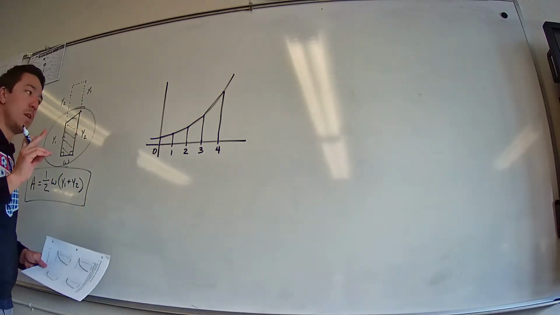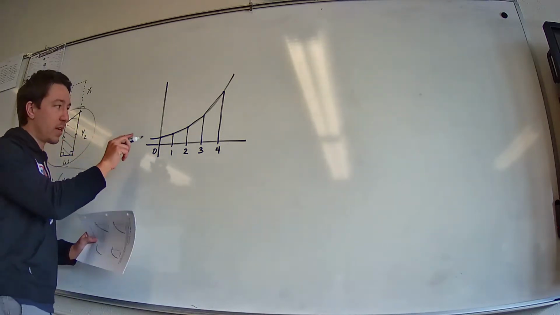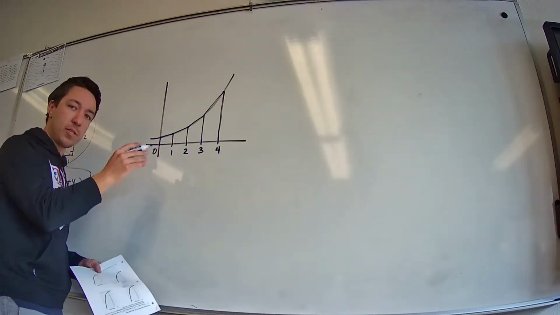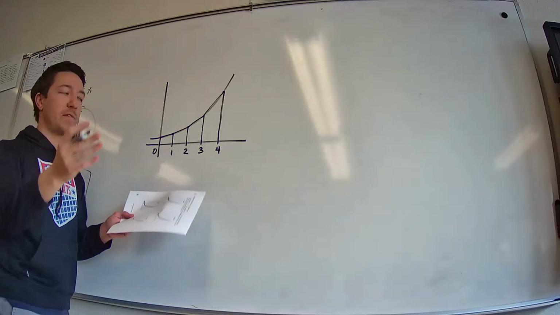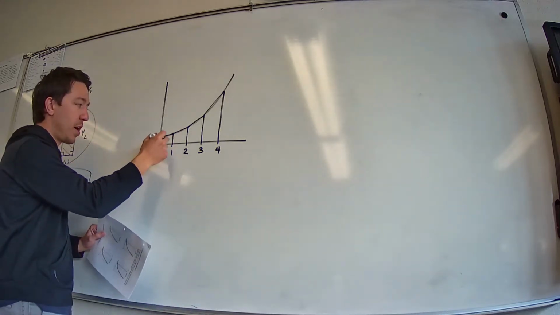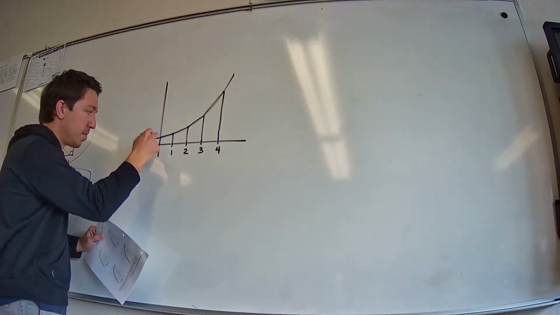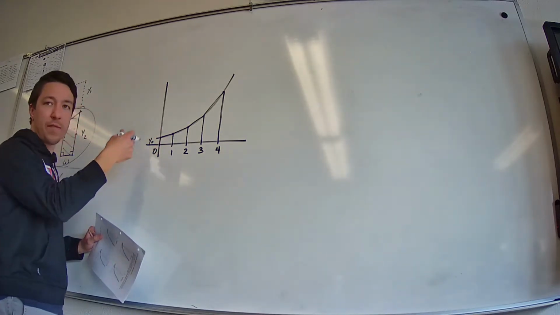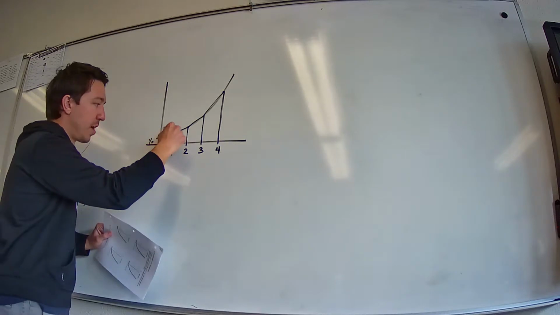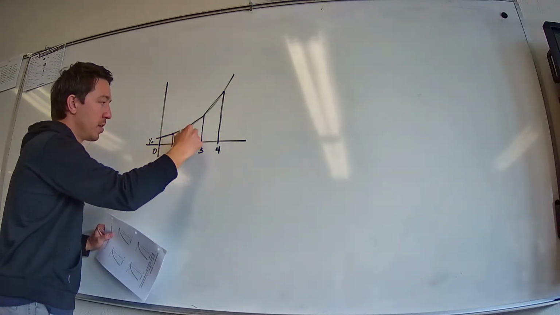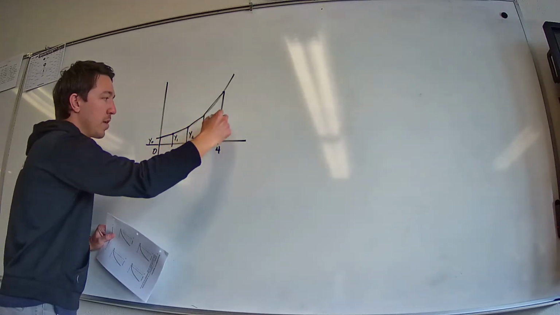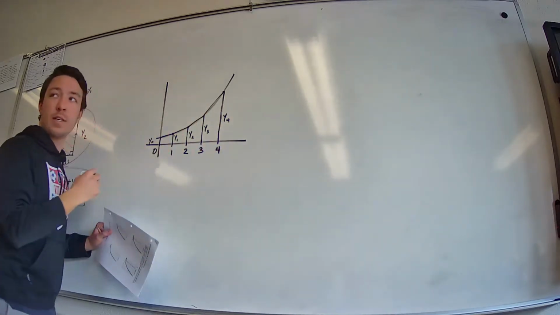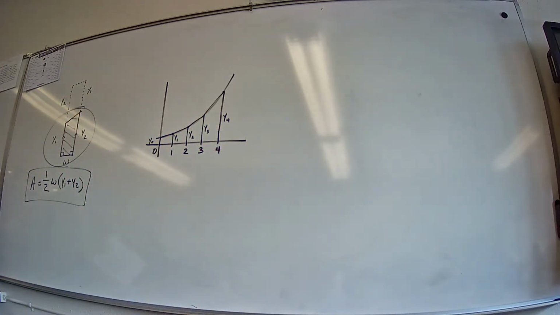Okay, now what I'm going to do real quick is, because I want you to see the formula, there's a famous formula here. I'm going to call these y values. This y value, I'm going to call y0 because it's the y value at 0. I'm going to call this y value y1, then y2, then y3, and then y4. Do you feel me?